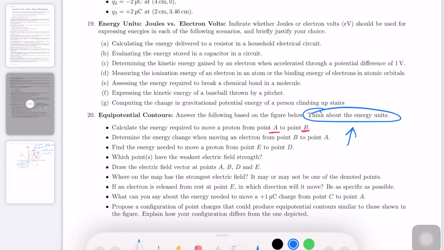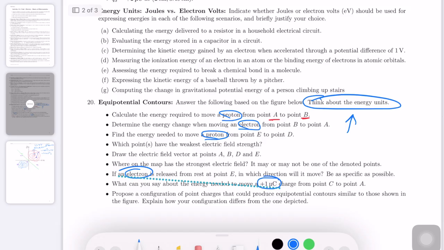So you can quickly look at all the problems. You see, the first one is asking for a proton. The second one is asking for an electron. And then, again, proton. This one is not about a charged particle. Again, electron for energy. Now, here you have plus 1 microcoulomb. So it means that for the most part, we have electron and proton, which both of them have the same charge. They're 1.6 times 10 to minus 19 coulomb. So obviously the better unit to work in is electron volt for those parts at least.